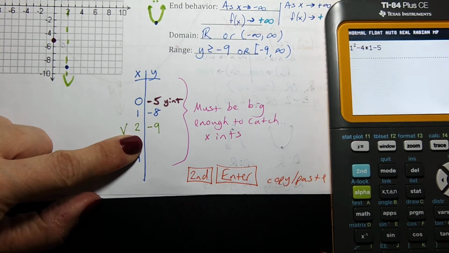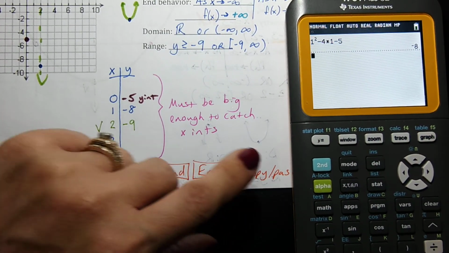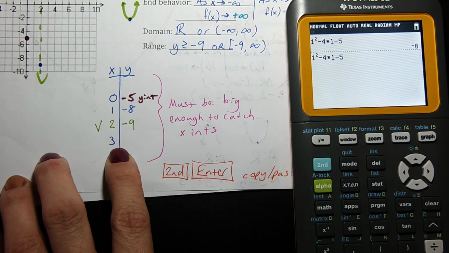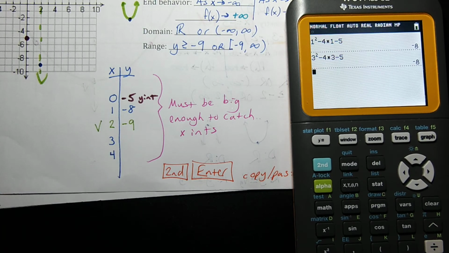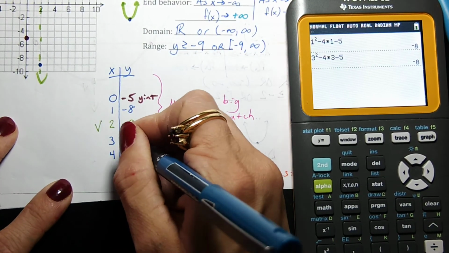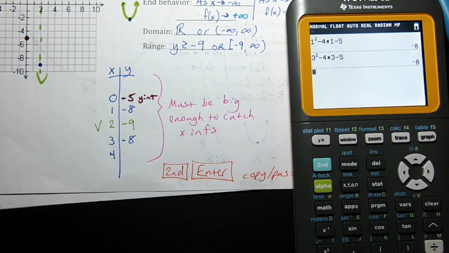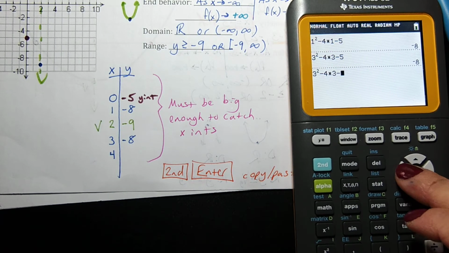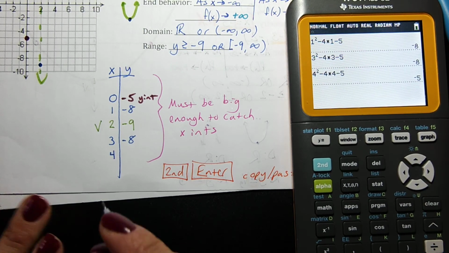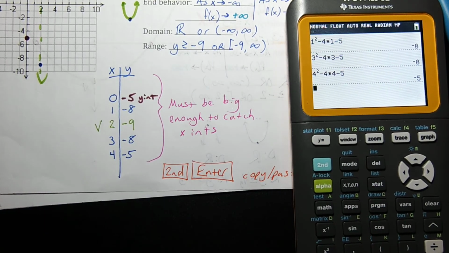So we just saw what 1 gave me, -8. If I hit second enter, it copy pastes what I just did. And what should I now put in place of those 1s? 3s. And ooh, we got -8 again. Coincidence or not? Nah. Let's see what happens when we plug in 4. Second, enter. Override those 3s with 4s. And we get -5. Folks, what pattern do you see with your y values?